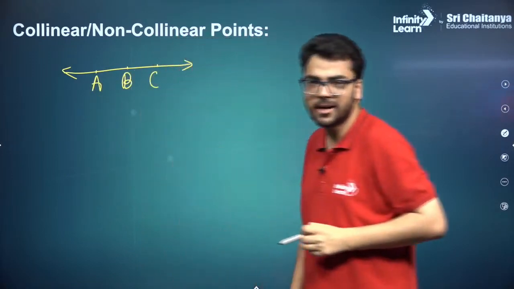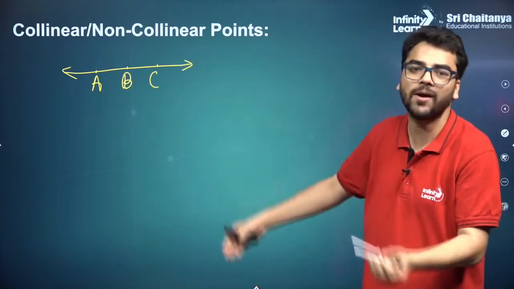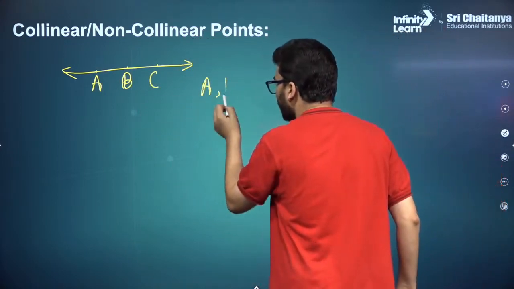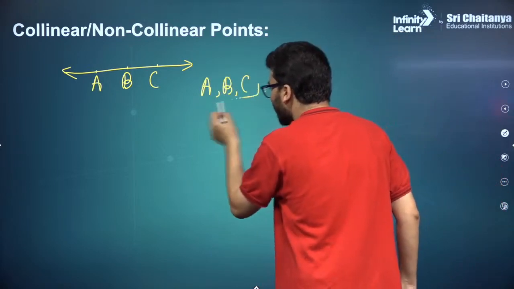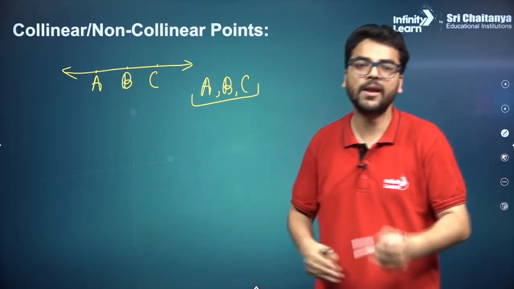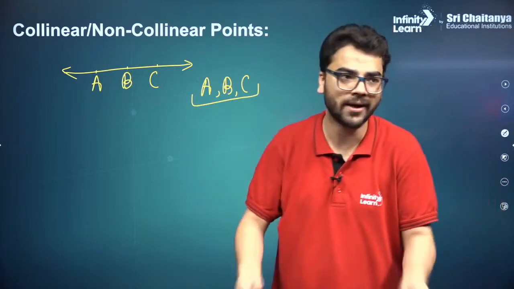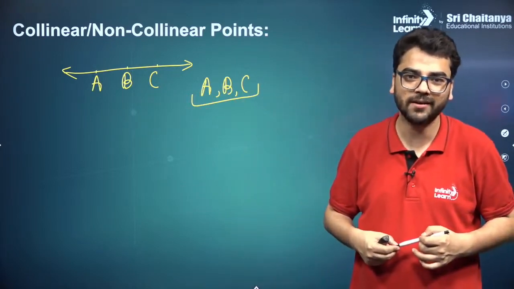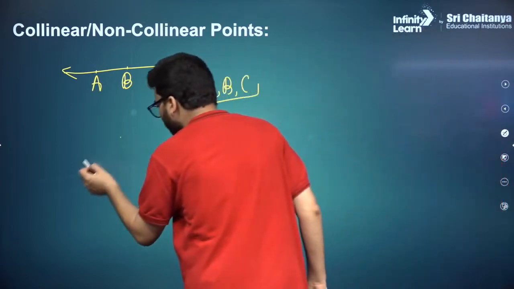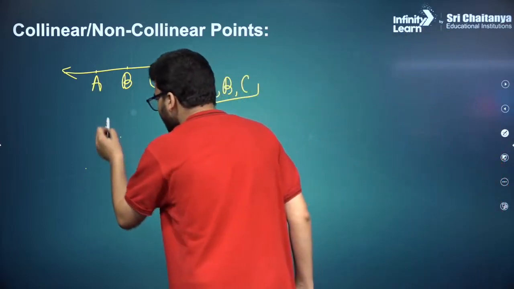So what will I say? That points A, B and C are collinear because they are lying on the same line or line segment. Therefore points A, B and C will be called collinear points. Is it clear to everybody over here? That is the meaning of collinear points. For example, you have got these points, suppose something like this, A, B, C.